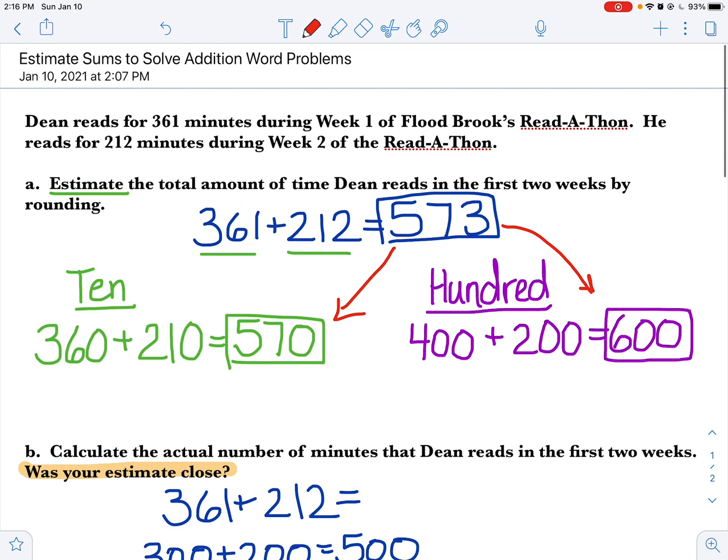So your job today is going to be to round each addend to either the nearest 10 or the nearest 100. A couple of them will tell you what to round it to, and in the word problem, you get to choose. Then you'll find the exact answer, the actual answer, and you will compare the two to see if they're close. Good luck. Let me know if you need any help.